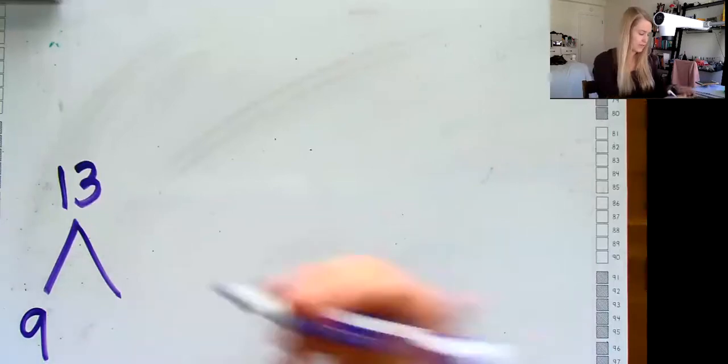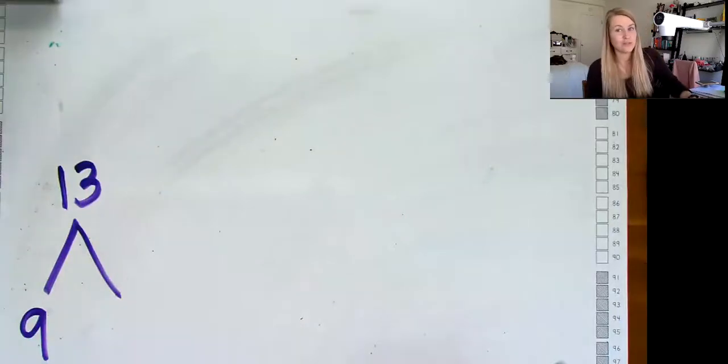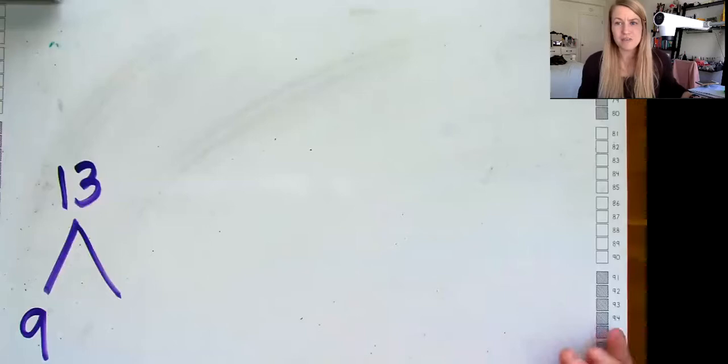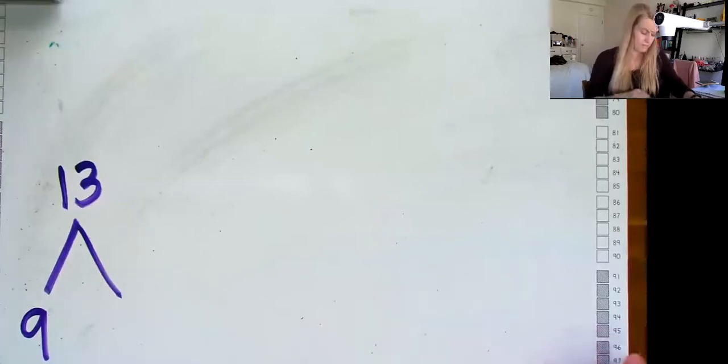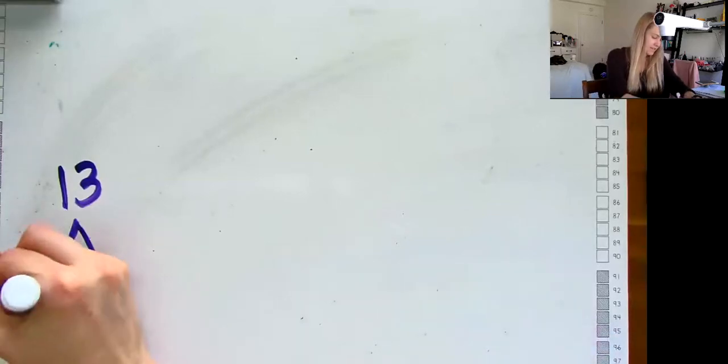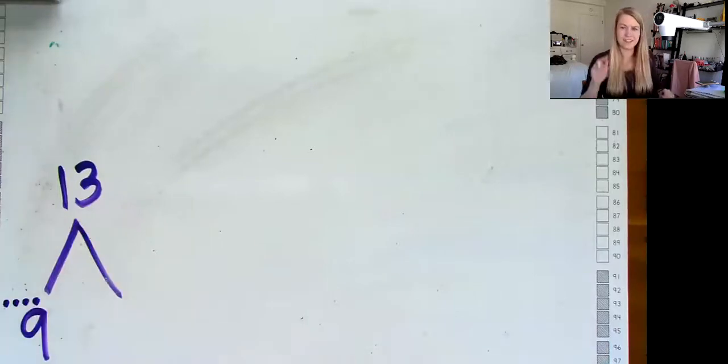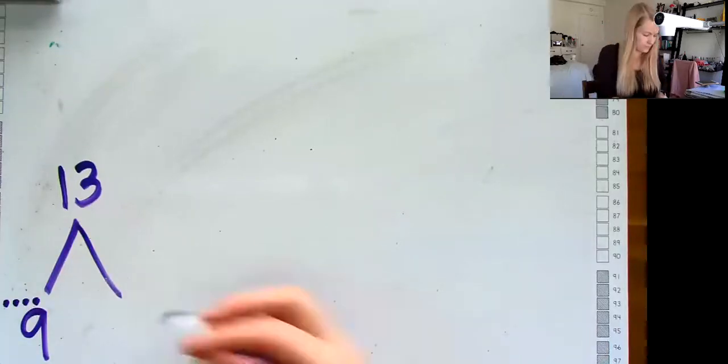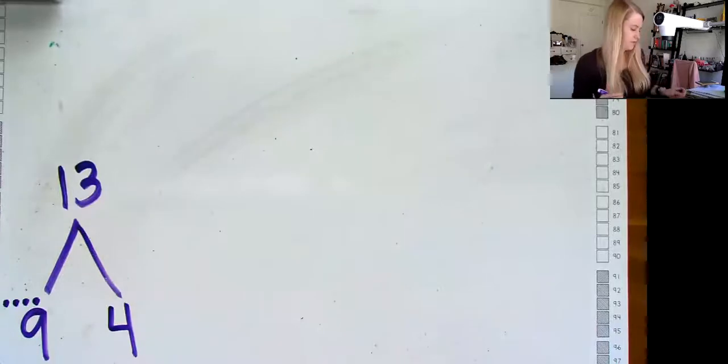So I can either do counting on from 9. I could even do 13 minus 9. Remember, I can use a fact family to get my answer. But I'm going to do counting on because I like counting on. It's easiest for me. So I have 9, 10, 11, 12, 13. How many dots did I draw? I drew 4. So now I know that I have 9 plus 4 is going to get me 13.